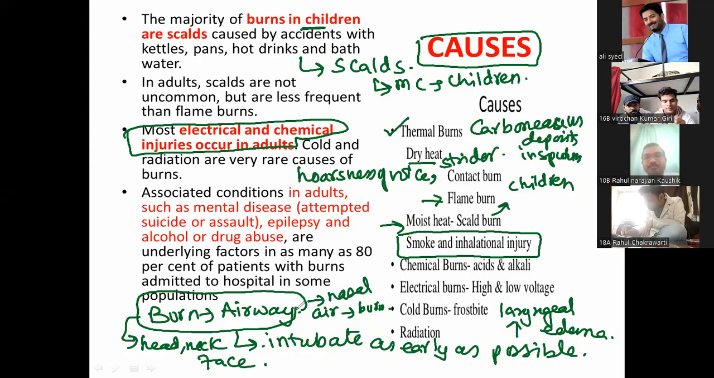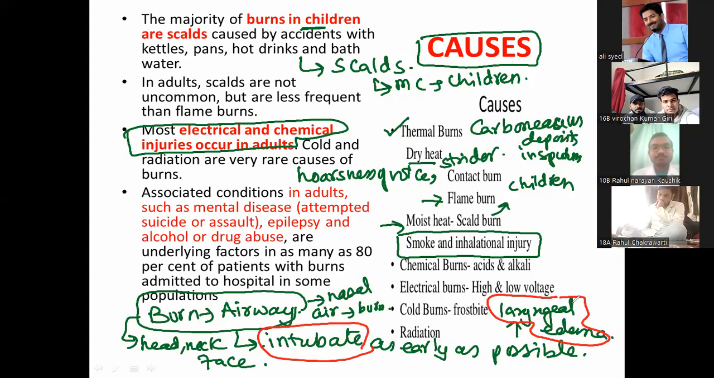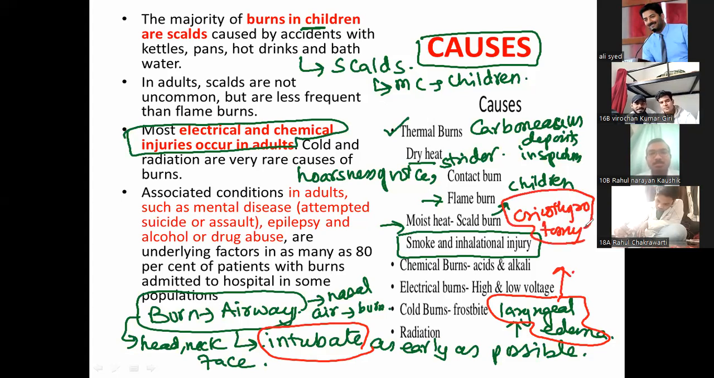So when the airway of the patient is burned, it is better to intubate the patient as early as possible, because if you do not, the patient will develop laryngeal edema. And if the patient develops laryngeal edema, it is very difficult to intubate. So you will go for cricothyrotomy in the patient.